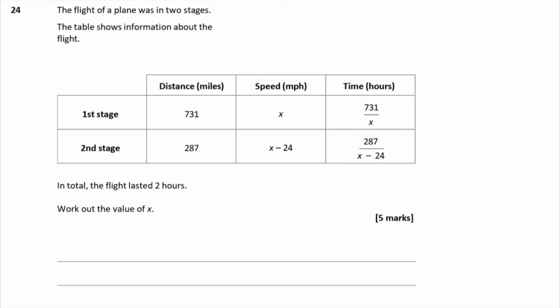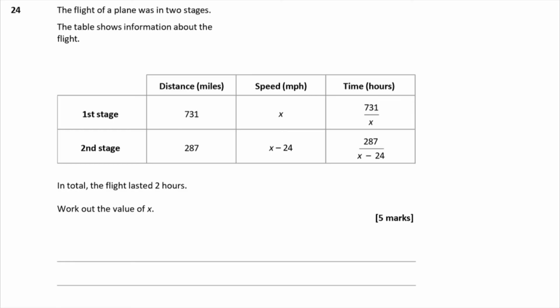And then in the second stage, distance was 287, speed was x minus 24, and time was 287 over x minus 24. Okay. In total, the flight lasted 2 hours. Work out the value of x.